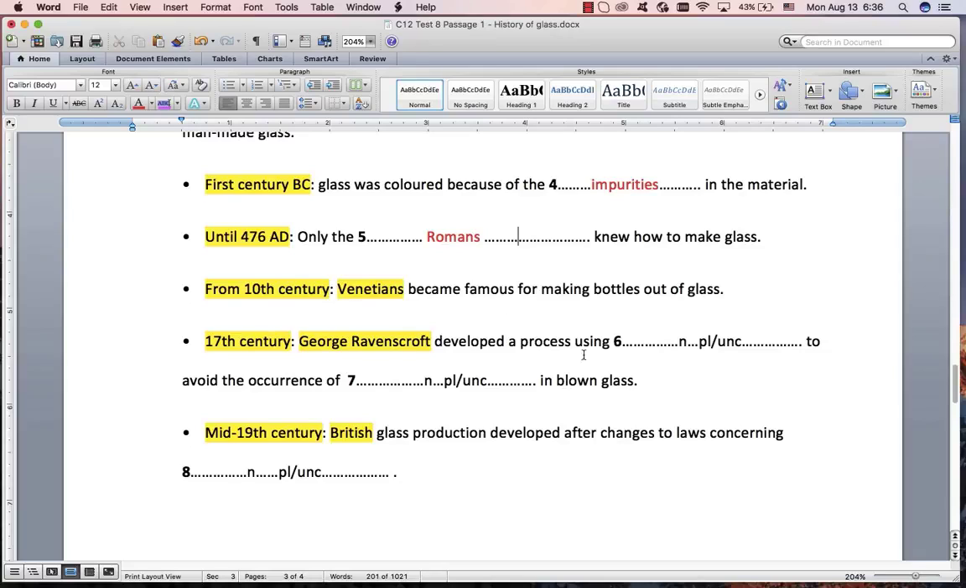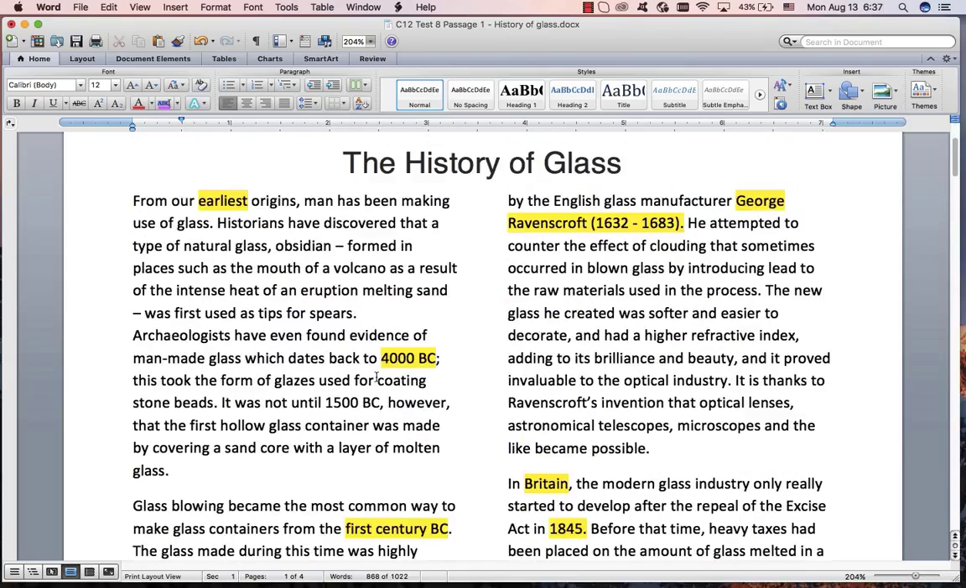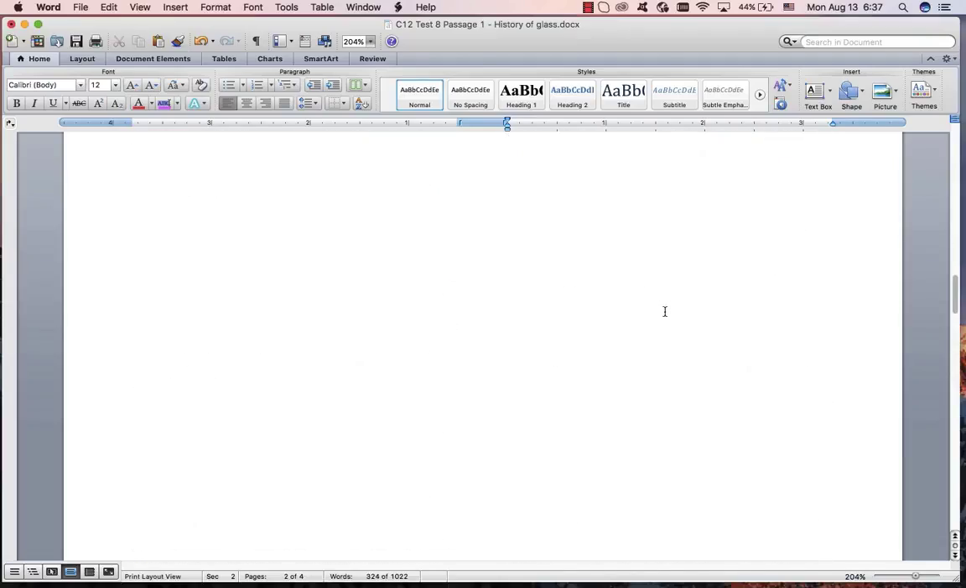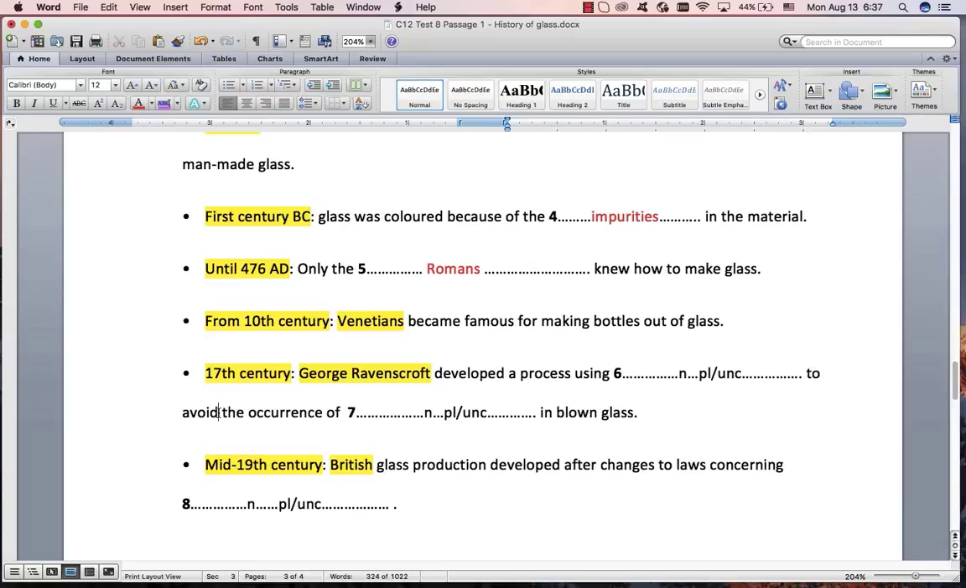He developed a process using something to avoid the occurrence of something in the blown glass. Now what they've done here made it slightly difficult. They've changed the order, and they can do that. Inside a question, they can change the order. They won't change the order of the questions, but inside they can change the order. So, an important thing here is avoid. Can you see avoid? It's difficult language. That means avoid. Counter the effect of, avoid the effect of. But maybe it would be easier to find this one first.